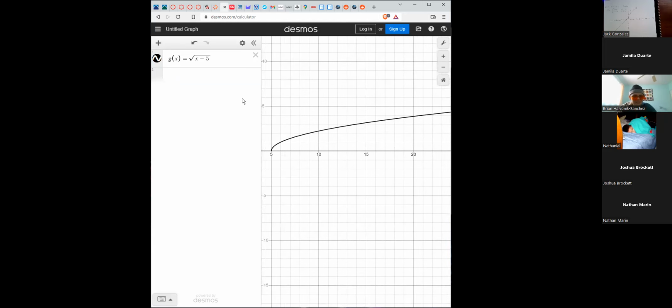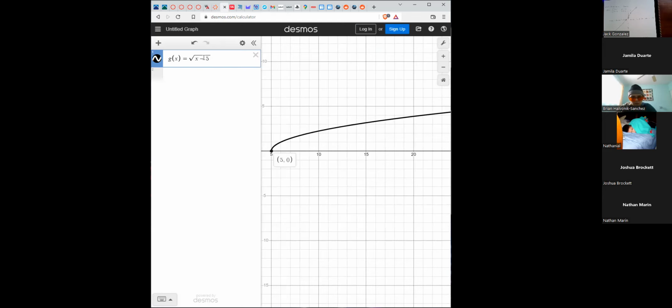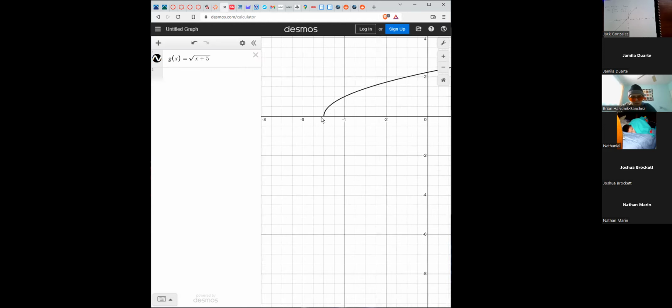So here is the square root function. Notice how it goes on to infinity, right? Forever. But the lowest point that I can have is 5. As we were saying earlier, hold on. Y plus 5, yeah. Mine was plus. There it is. So the lowest we can go would be -5. So graphically, you can see the domain starts at -5 and it goes on forever.